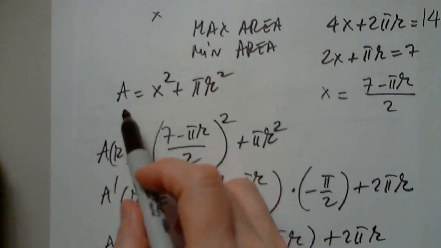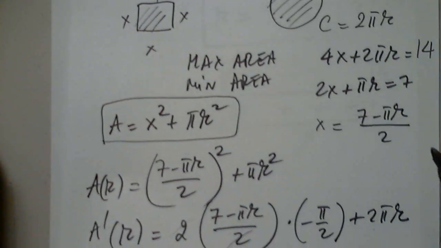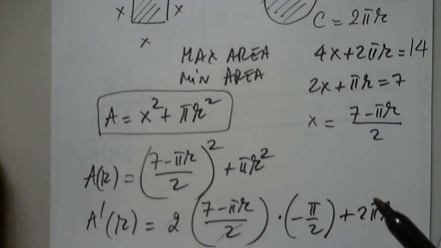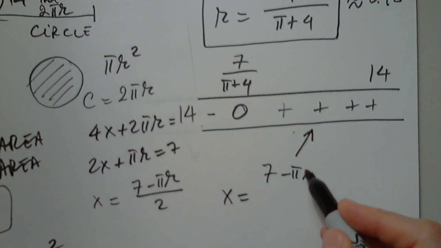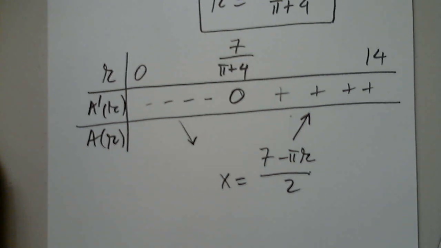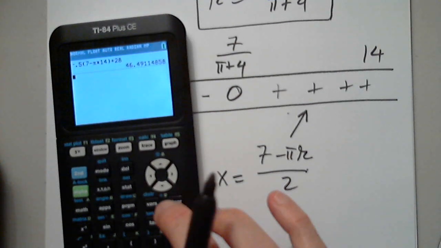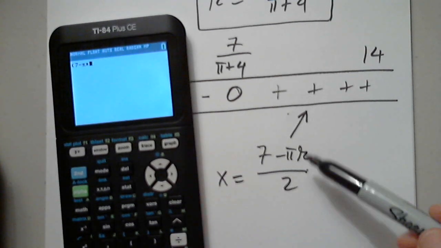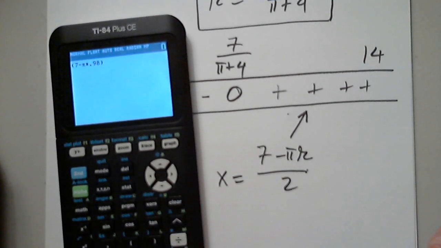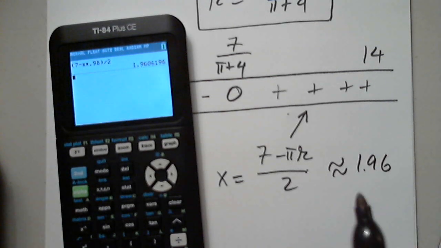So now, in here, I have x. No, I have r. I have to find x. 7 minus pi r over 2. Parentheses, 7 minus pi times r divided by 2. Okay.